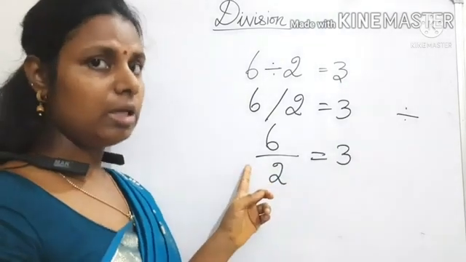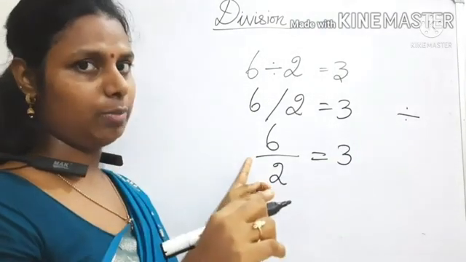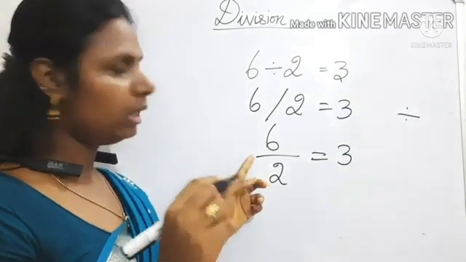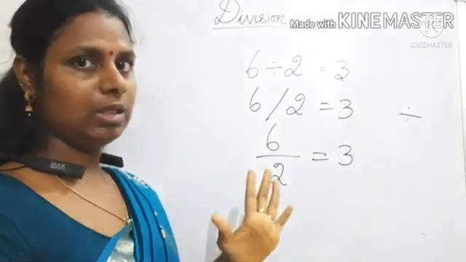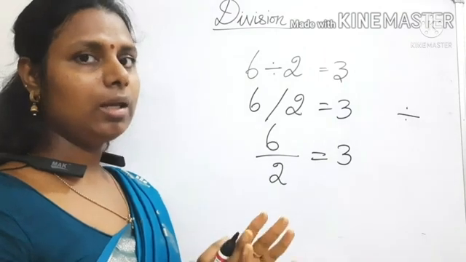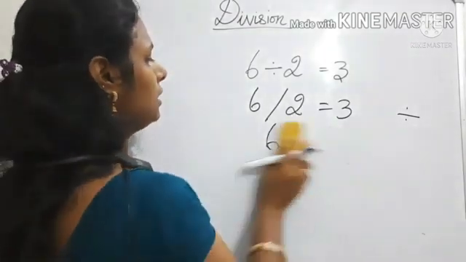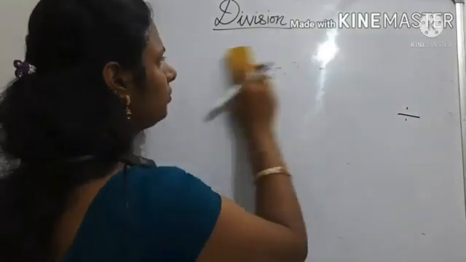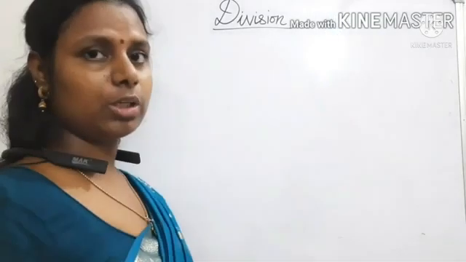This is a fraction, but this sign is also called divided by. So division can be written in 3 ways. I hope you have got all the ideas about division. One more thing, let me explain to you about division.